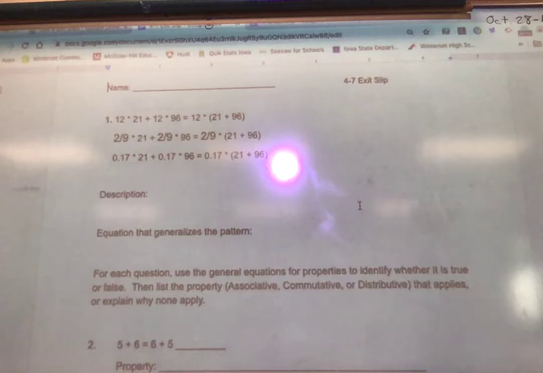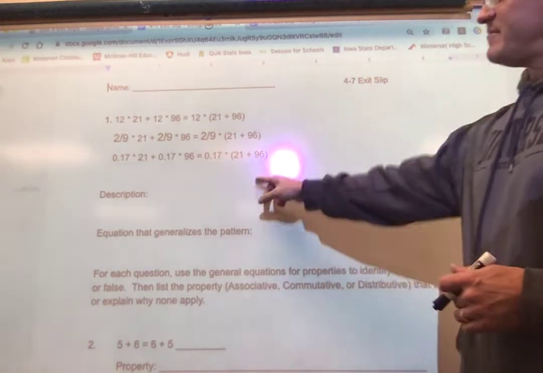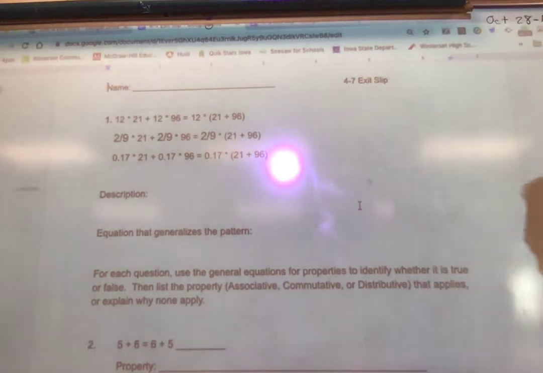Alright, jumping into exit slip 4.7 here. Our goal is to be able to identify some number sentences and things that illustrate properties of numbers and operations. So we're really focusing on these properties. We've had one similar to this before. We're trying to find the pattern and describe it and be able to get an equation that generalizes it. What's the rule? What's going on here in general?